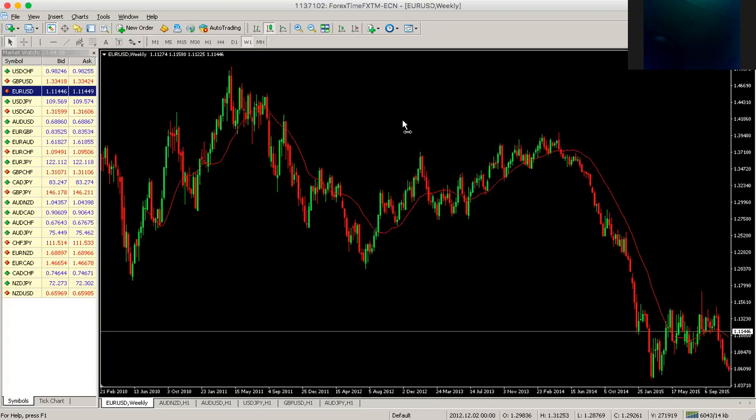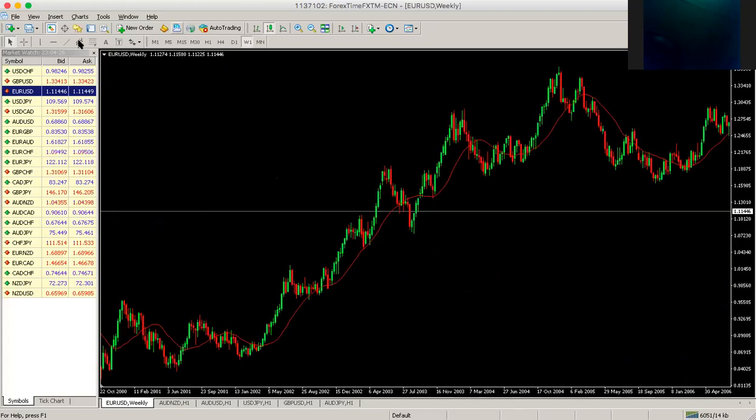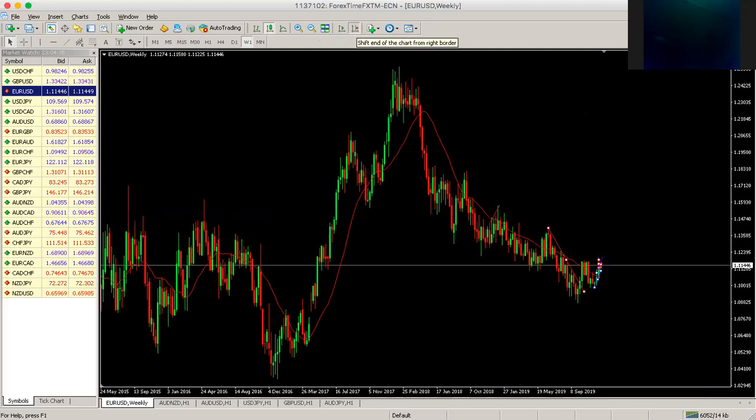If I open the weekly time frame on this same market here, you will see a very nice channel that started since early 2018 on this EU. The thing has been going for quite a while.